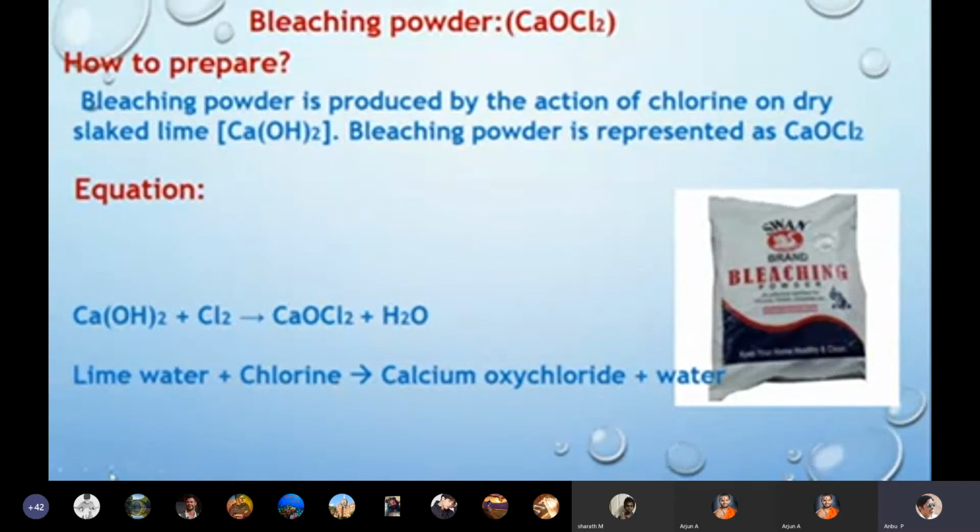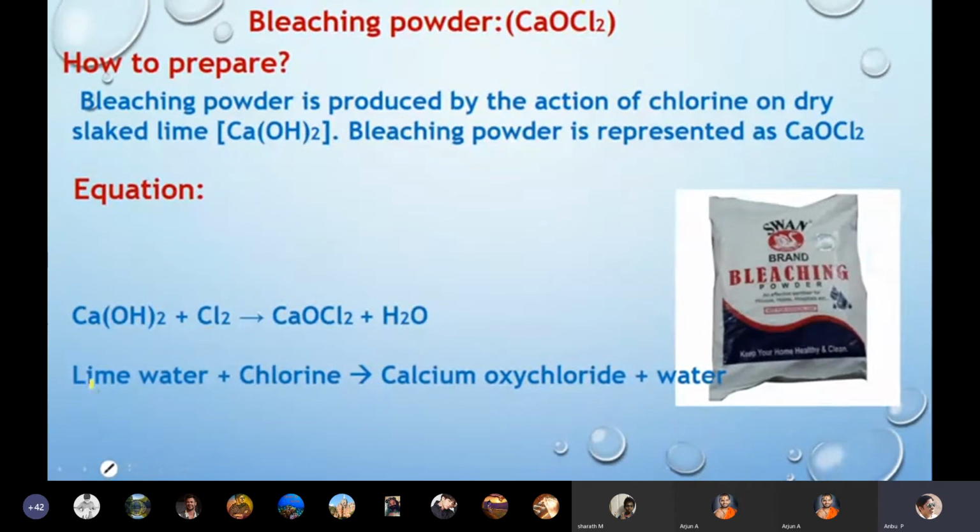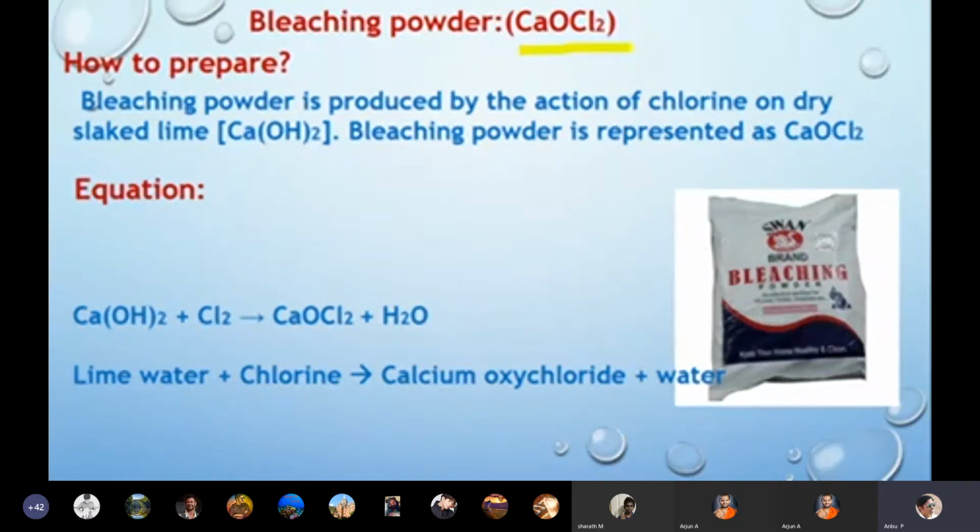CaOCl2. So Ca stands for calcium, O stands for oxygen, Cl stands for chlorine. So it is called calcium oxychloride. That is the chemical name of bleaching powder. So let us see how this bleaching powder has to be prepared. What is the chemical reaction that is carried out to form the bleaching powder?